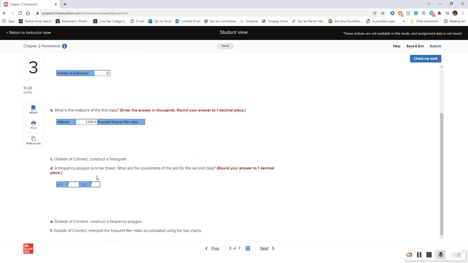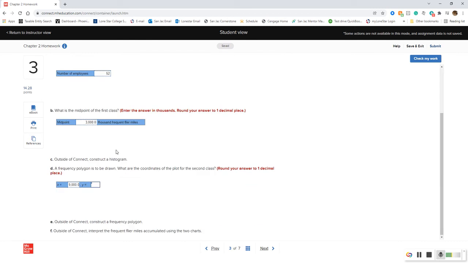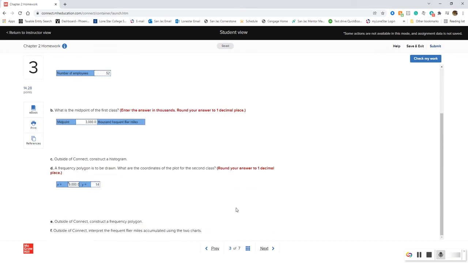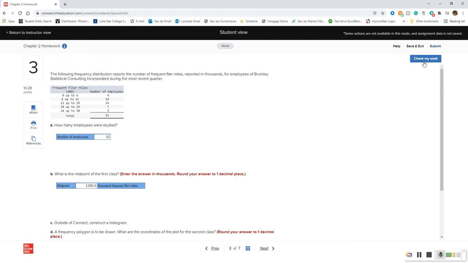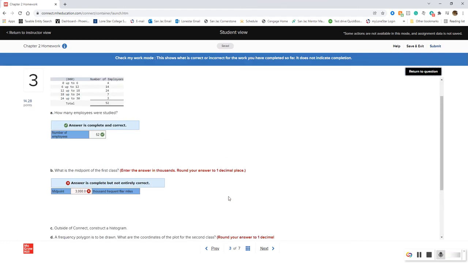Okay. A polygon is to be drawn. What are the coordinates of the plot for the second class? Okay. So midpoint will be about 9,000. So we're seeing 9,000 at 14. Again, Y is always the number of employees. Midpoint is whatever lies here. Let's check.